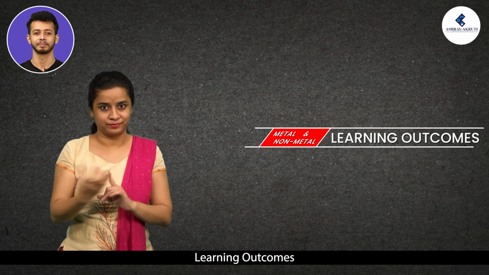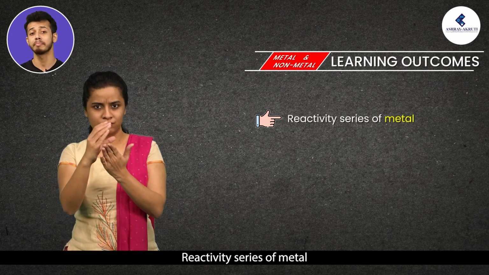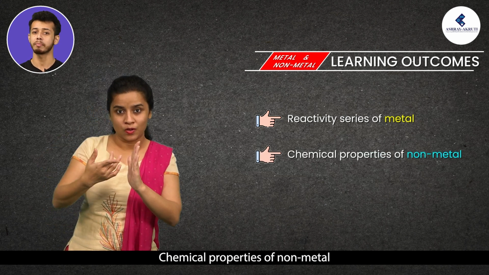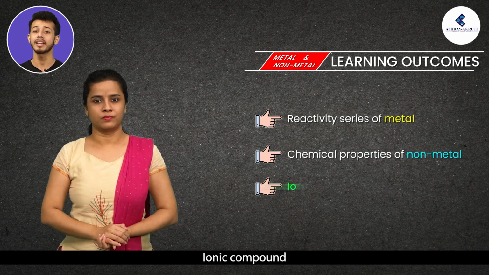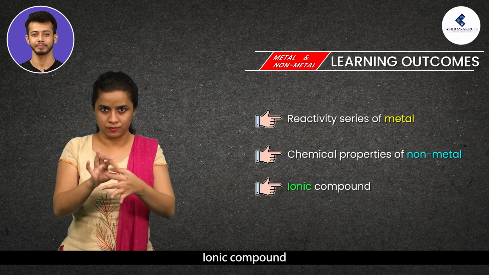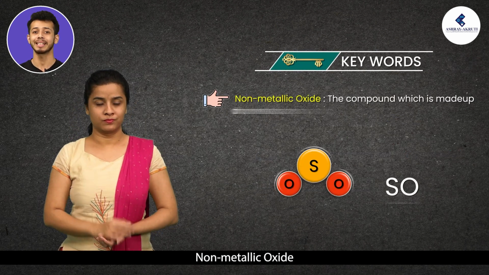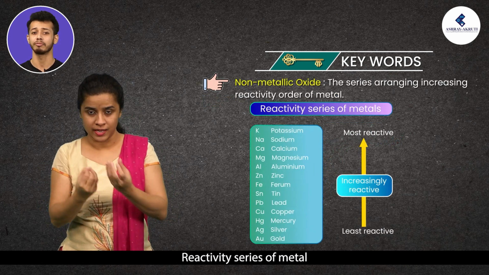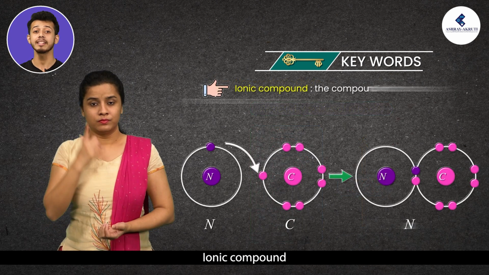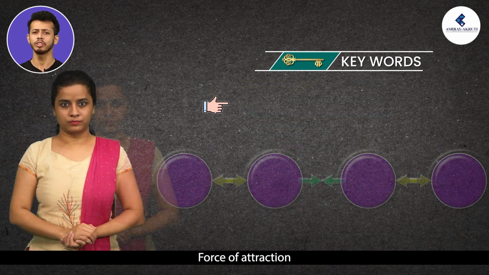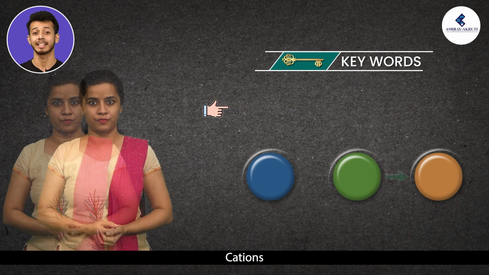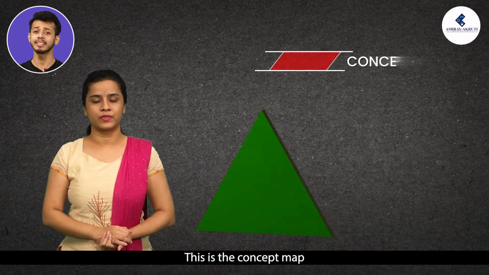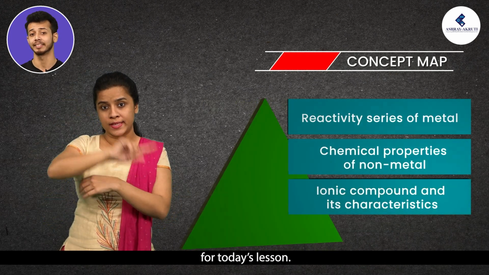Learning outcomes: reactivity series of metal, chemical properties of non-metal, ionic compound. Keywords are non-metallic oxide, reactivity series of metal, ionic compound, force of attraction, cations, anions. This is the concept map for today's lesson.